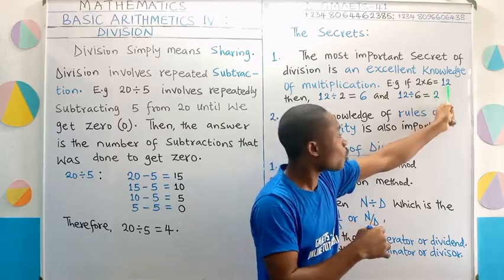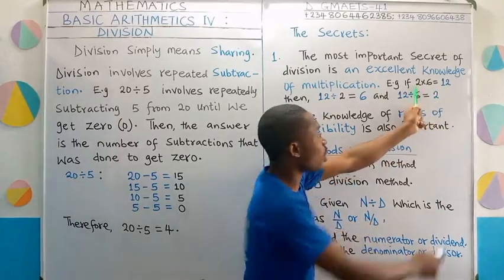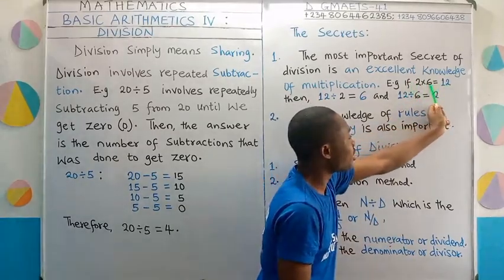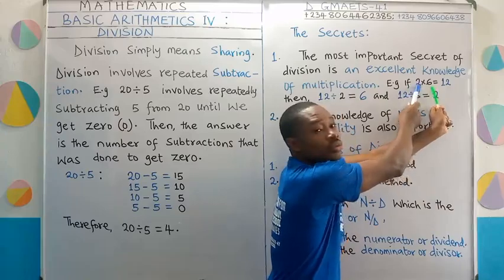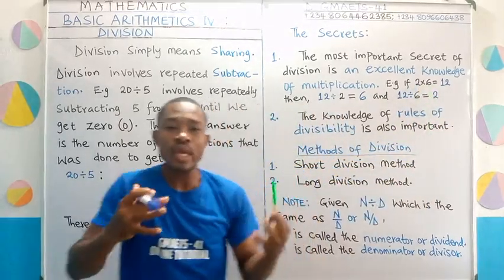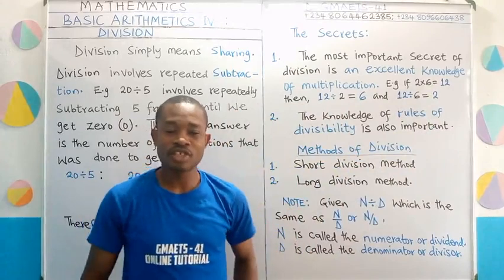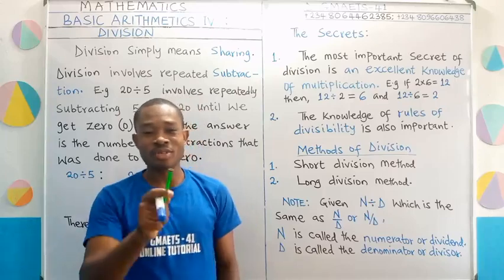Therefore, let's look at it. 12 divided by 2, the answer will give you what? 6. And then let's go. 12 divided by 6, the answer will give you what? 2. So do you see? Once you're very good in multiplication, then you will start enjoying division. And I want you to enjoy division.